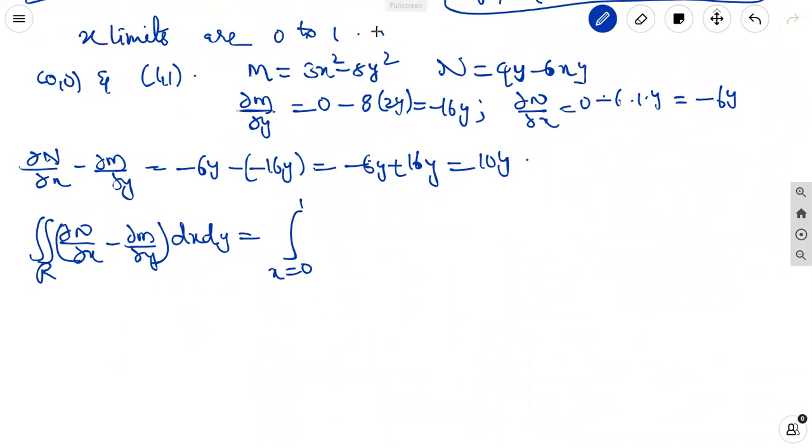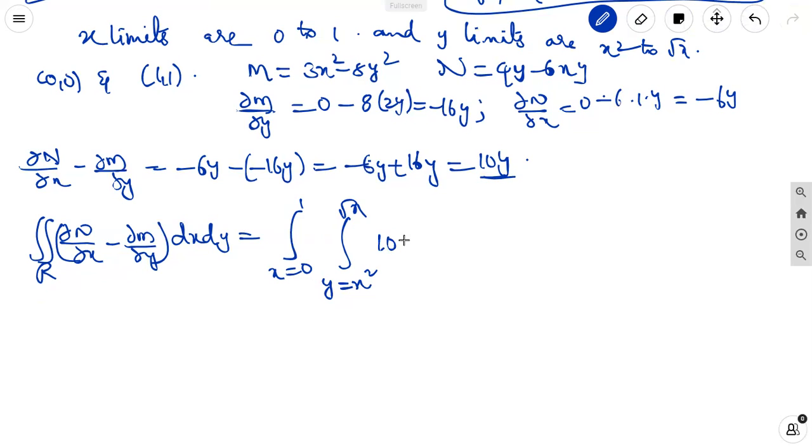X limits are 0 to 1 and y limits are x square to root x. Okay. So the lower curve is x square, the upper curve is root x, and ∂N/∂x minus ∂M/∂y value is 10y dx dy.